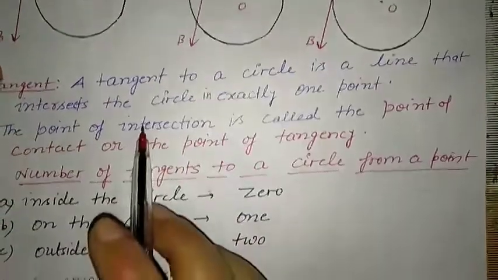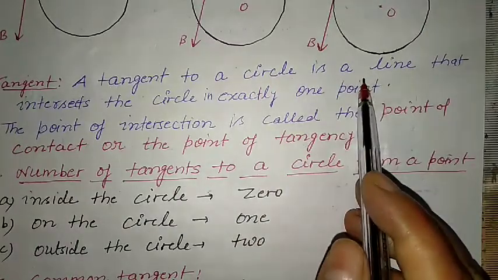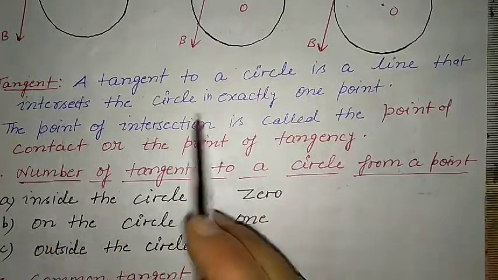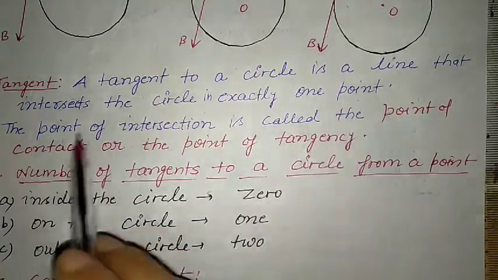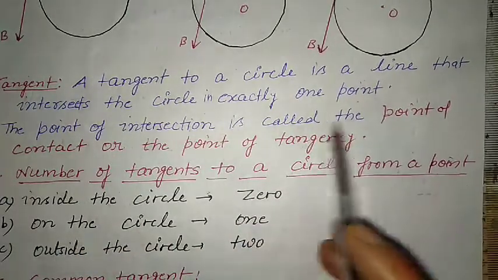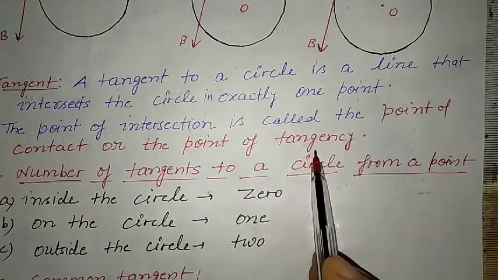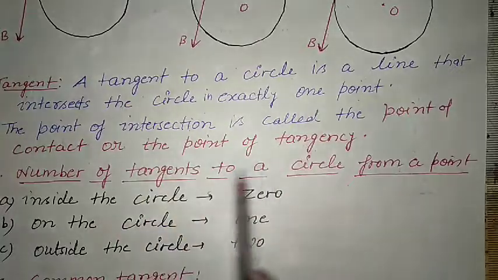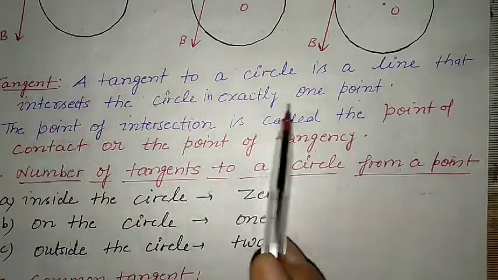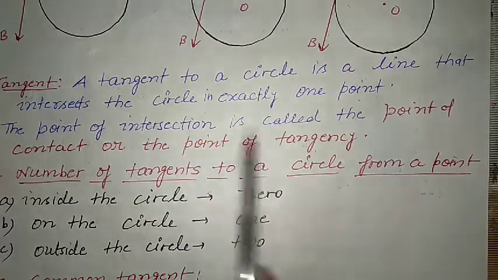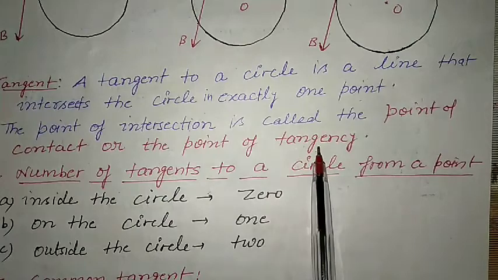So what is the definition of tangent? A tangent to a circle is a line that intersects the circle in exactly one point. The point of intersection is called the point of contact or the point of tangency. So tangent of a circle is a line that intersects the circle in exactly one point, and that point is known as the point of contact, or we call it the point of tangency.